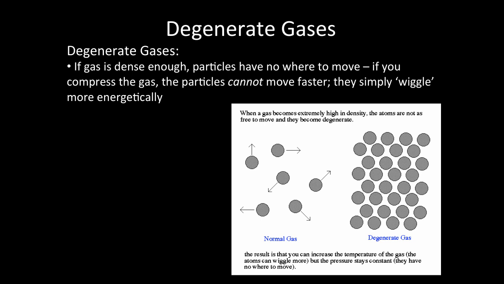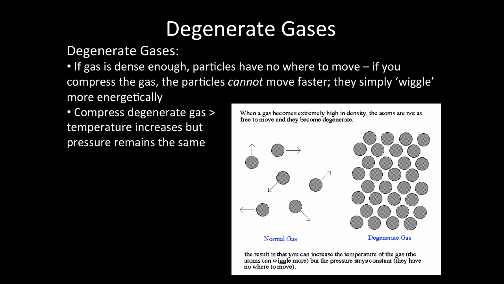This is a little like an atom in its ground state. All the electrons in an atom in its ground state occupy the lowest energy levels, the lowest electron shells. And once that happens, you can't fit another electron into those electron shells. If the whole gas is in this state, then when you compress the gas, the particles cannot move any faster. They simply wiggle about more energetically. So if you compress a degenerate gas, the temperature increases, but the pressure remains the same. Also, if you heat a degenerate gas, the pressure stays the same.